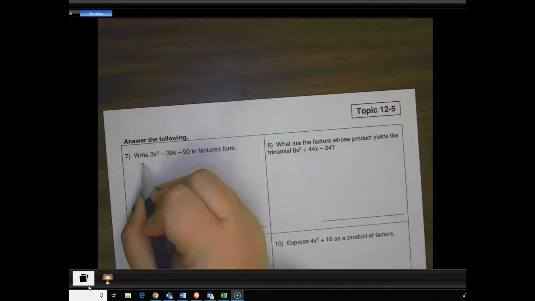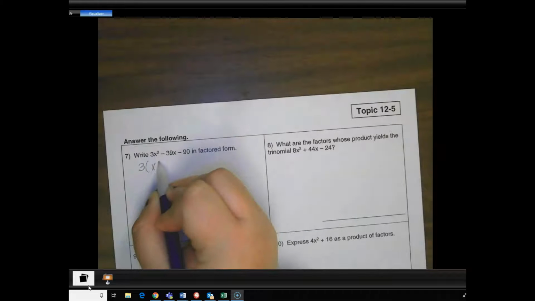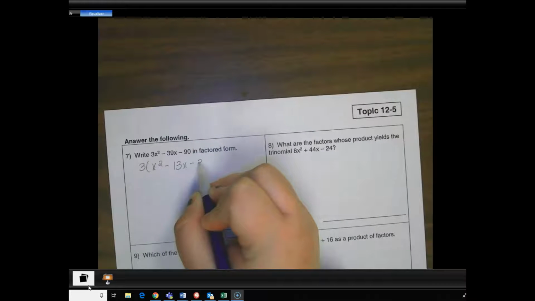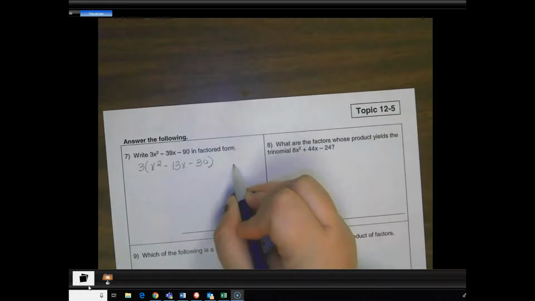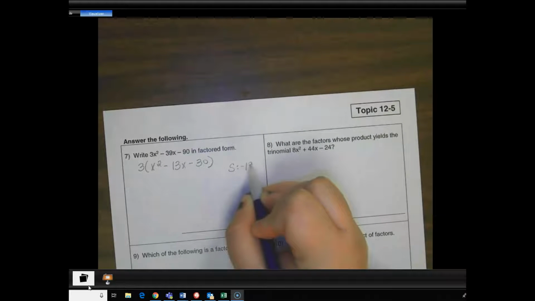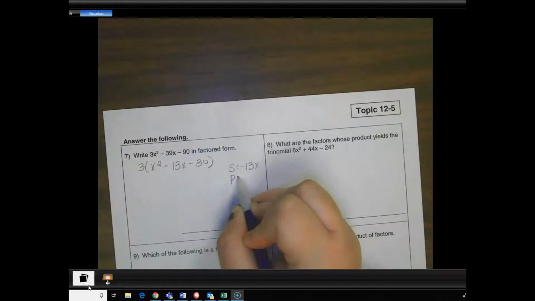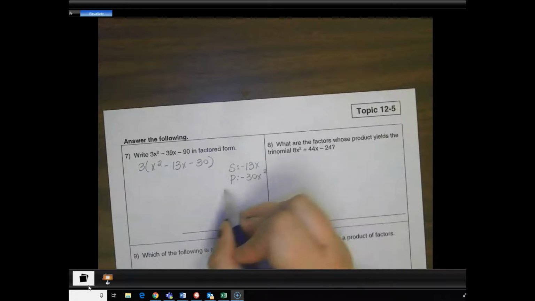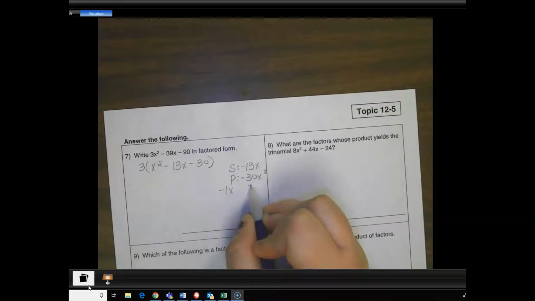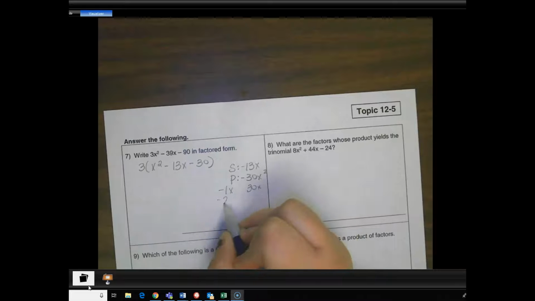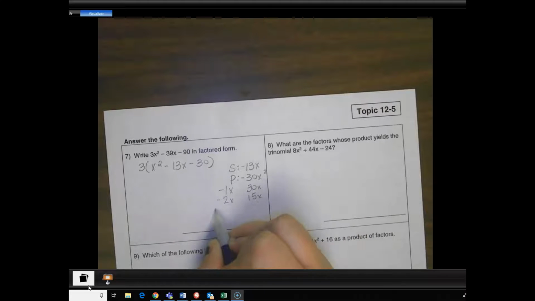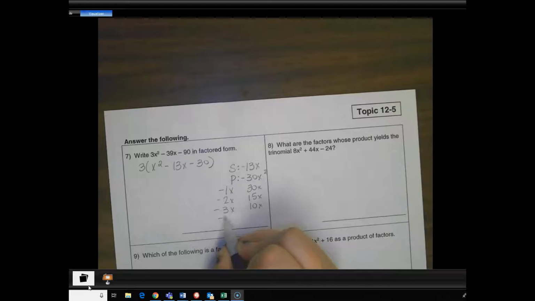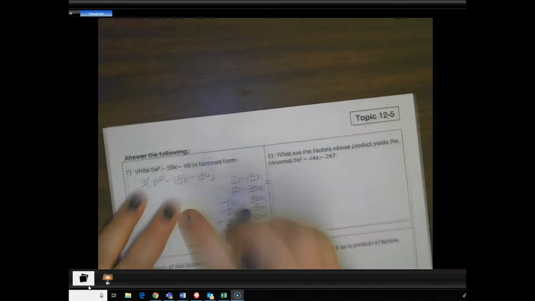All right, so hopefully you pulled out your 3 here. My sum is negative 13x. My product is negative 30x squared. So negative 1x and 30x. Negative 2x and 15x. Negative 3x and 10x. Negative 6x. Well, 5 and negative 6.